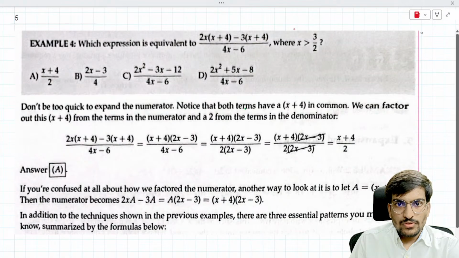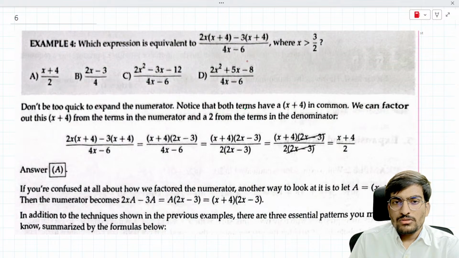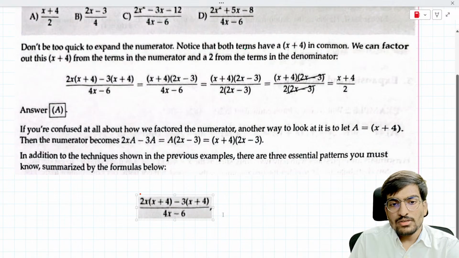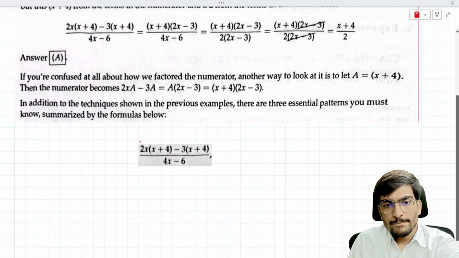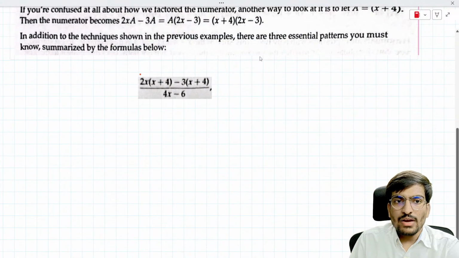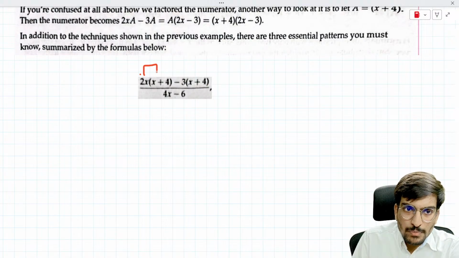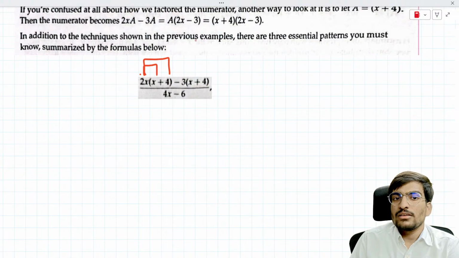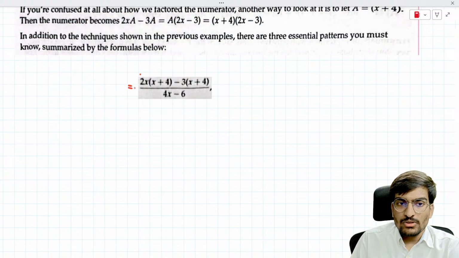So let's go for the next thing. Which expression is equivalent to this? So what do we do? We solve it, but in what way are we going to solve? We are definitely not going to expand. If we expand, it's going to be time consuming. So this is the thing we have to solve. But if you expand, like 2x into x, 2x square, 2x into 4, 8x, no, don't do that, it's going to be time consuming.